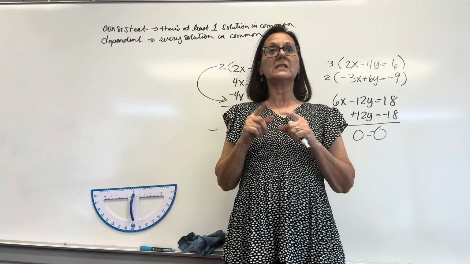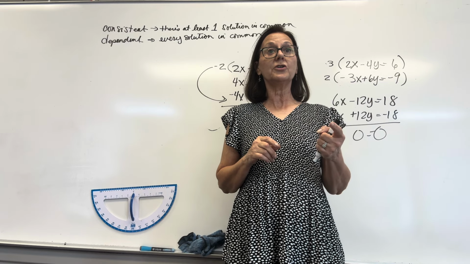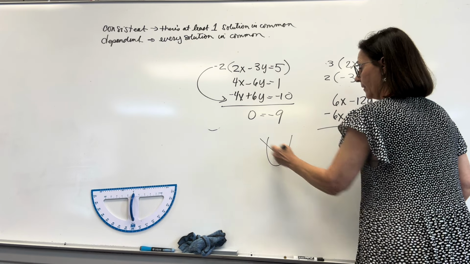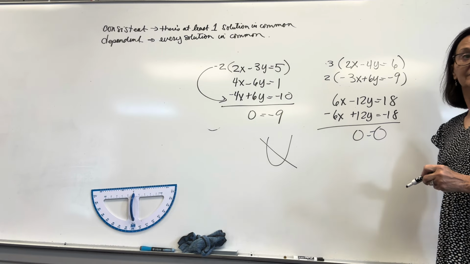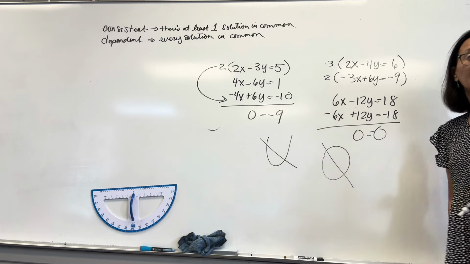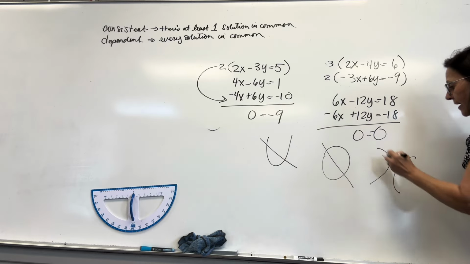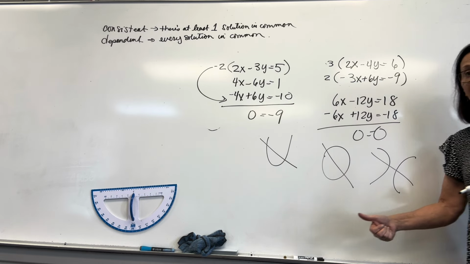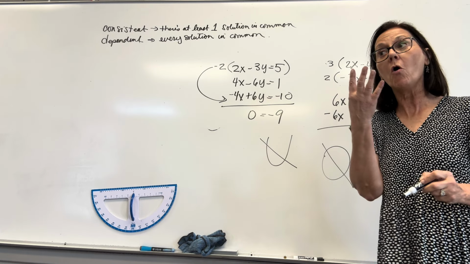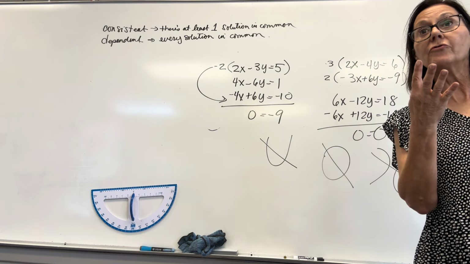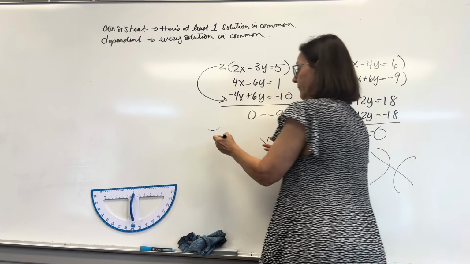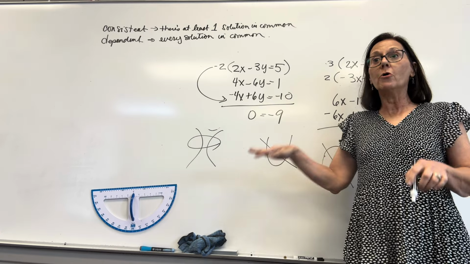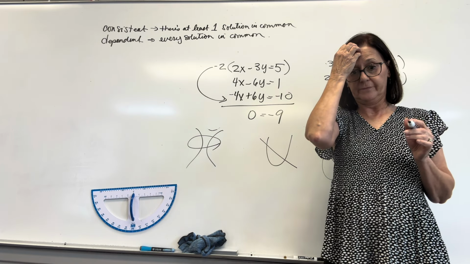You're going to have two solutions if you have a second degree equation and a first degree one. So a parabola and a line, a circle and a line, a hyperbola and a line. One is a first degree, one is a second degree. You're going to have 4 if both are second degree, like an ellipse and a hyperbola. You can have 4 solutions when both are second degree. We did that in Algebra 2.